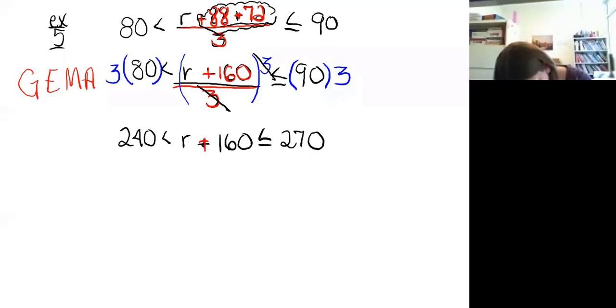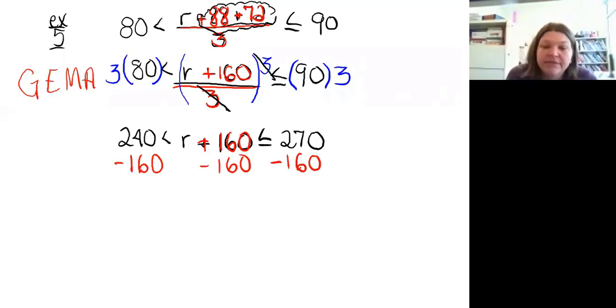160. Exactly. So that's the one I have to move. Don't move the 240. Don't move the 270. They're not hanging out with R. Move the 160, and I'm going to subtract it because that's the opposite of what it's doing. And I can do that as long as I do it to all the expressions, all three in this case.